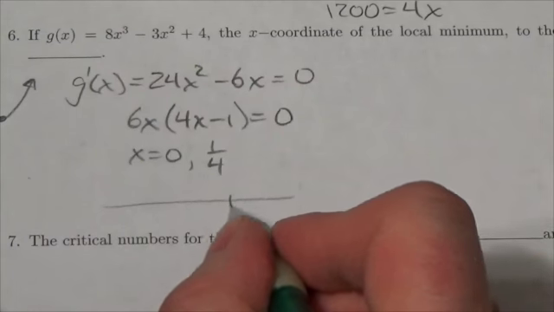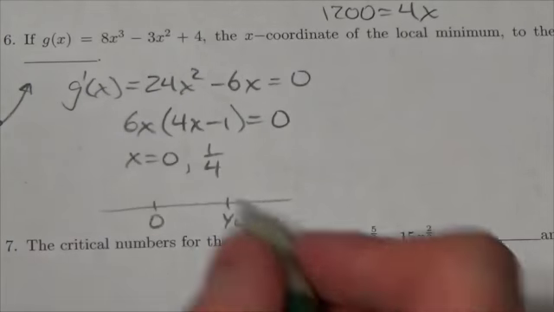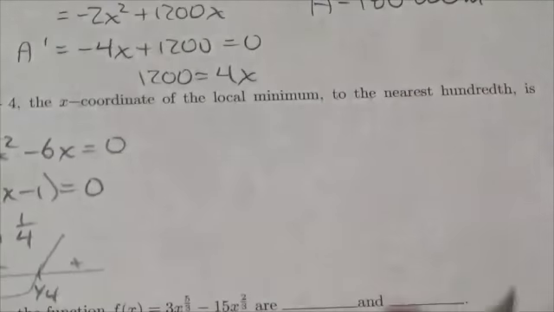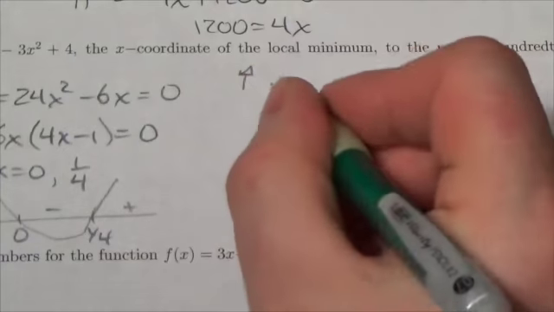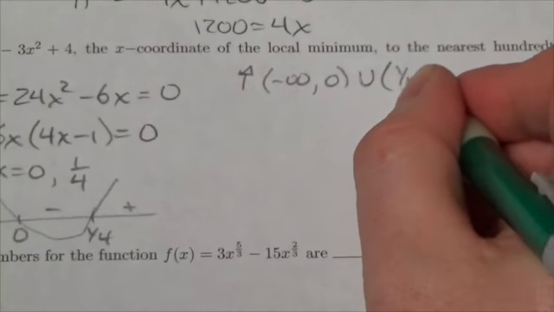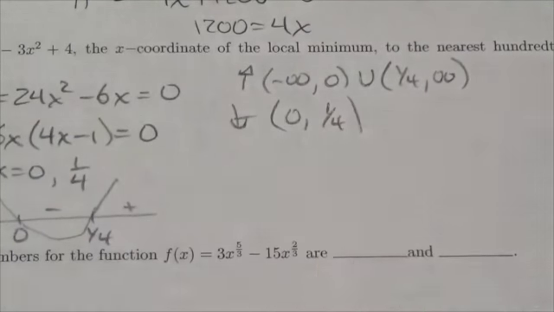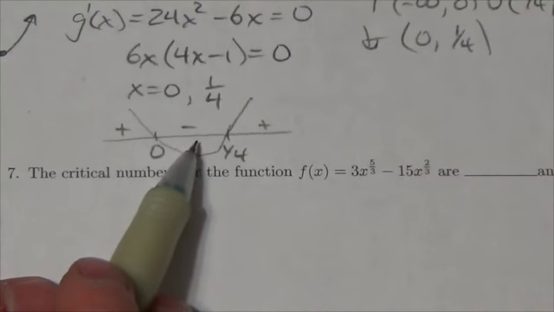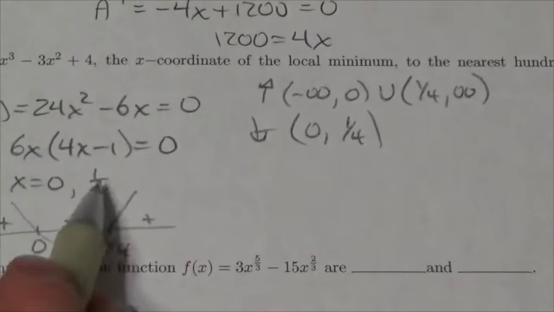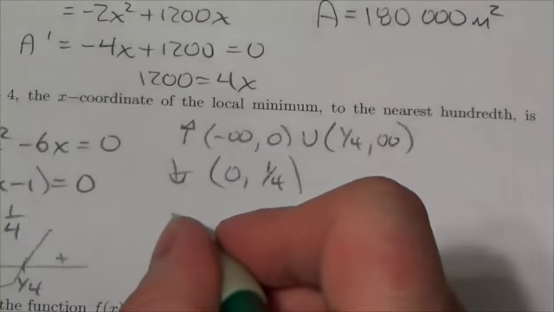intervals of increase and decrease. Okay, we've got 0 and 1/4. The derivative is a parabola that opens up, so it's going to look like this, meaning that it's positive here, negative here, positive here, which means this is increasing on the interval negative infinity to 0, and then 1/4 to infinity, and it is decreasing on 0 to 1/4. So looking over here, I can see it's decreasing to 1/4, increasing afterwards, which definitely makes that point right there, that x-coordinate, our local min. That's one way of doing it, okay?